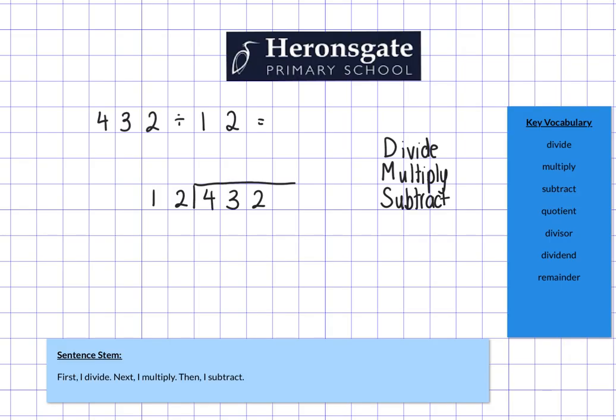So the DMS stands for divide, D, multiply, M, subtract, S. First I divide, next I multiply, then I subtract is going to be our sentence stem.